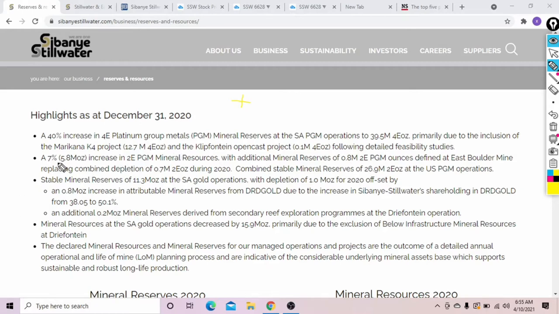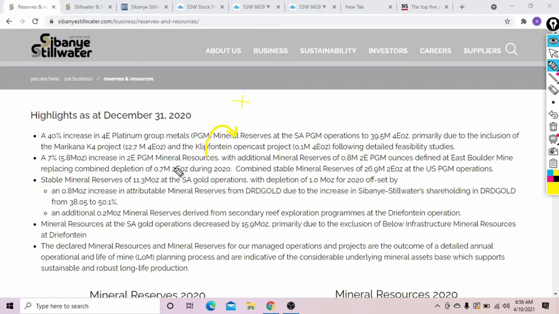And then when you check further in this report, you can see a 7% increase also in PGM mineral resources, same thing now. But there it was reserves, and here it is resources. Remember, resources is just a block of ground that still requires further research to convert it into what? Into this guy, a reserve, which is a block of ground that is ready to be mined now, and we can make money if we mine it now.